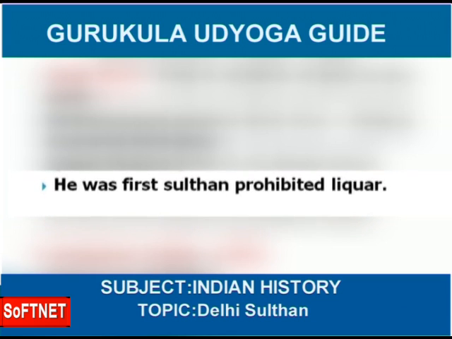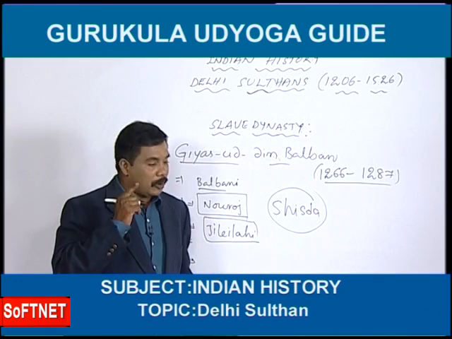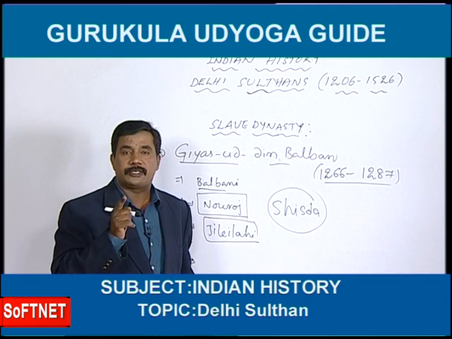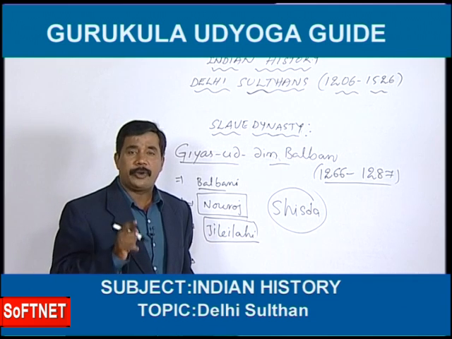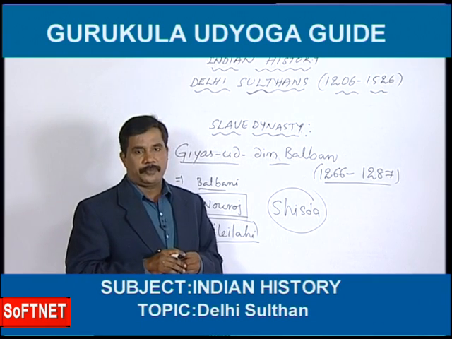And Balban, whenever he was ruling the country, was the first Sultan who prohibited liquor, and the buying and selling of liquor was prohibited by Balban. We have to remember who was the first Delhi Sultan to prohibit liquor in the country, that is Balban.